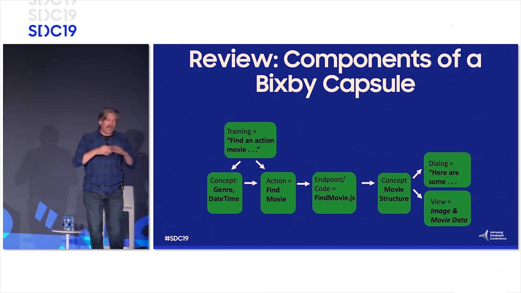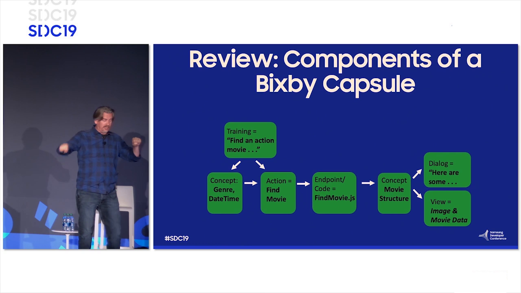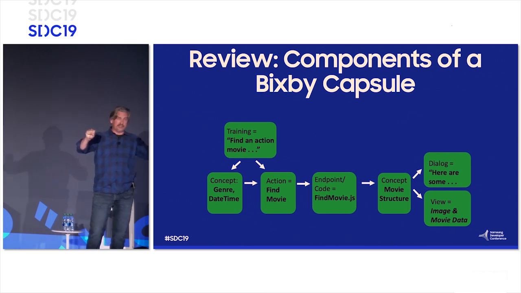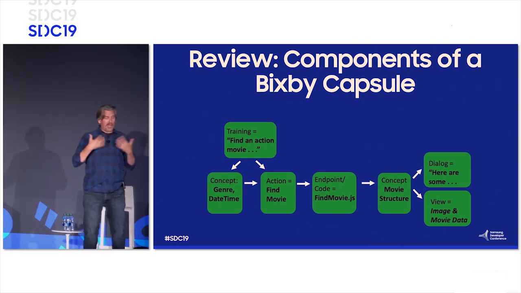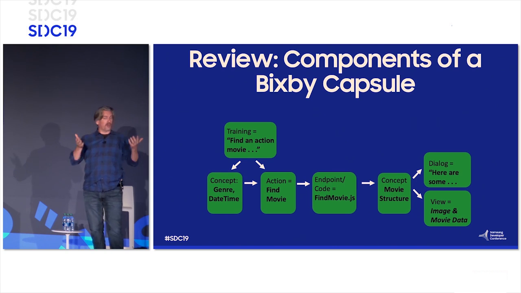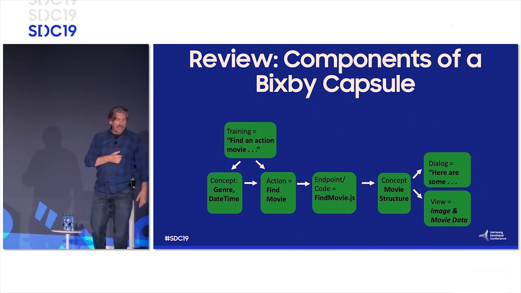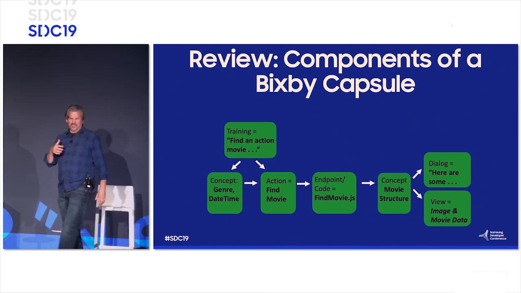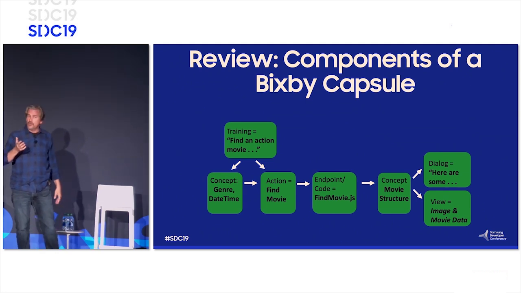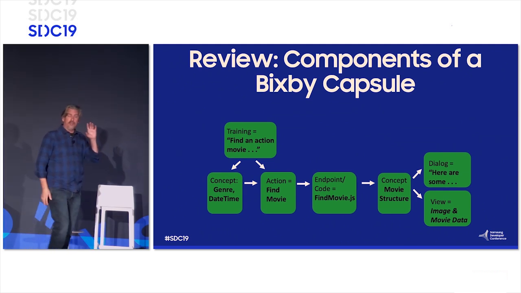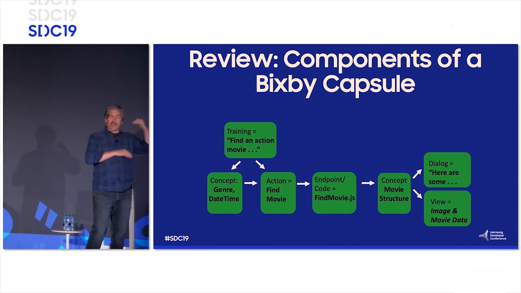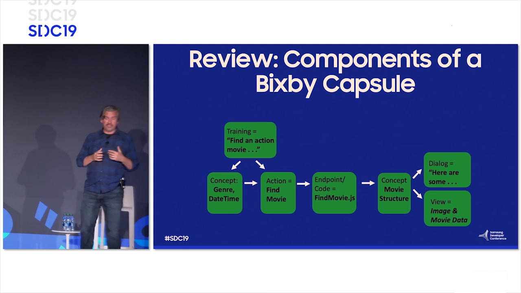And then I created my endpoint and said, hey, find movie action connects to findmovie.js. Go pass those values. And in findmovie.js, I had those filters that filtered. I output movies, or an array of movies. And then there was a dialogue, really simple. Here are some movies. And then I had a view that was rendered 2 different ways. One was that list view of all the arrays of movies, and then you could click on one or select one via voice and go to a detailed view.